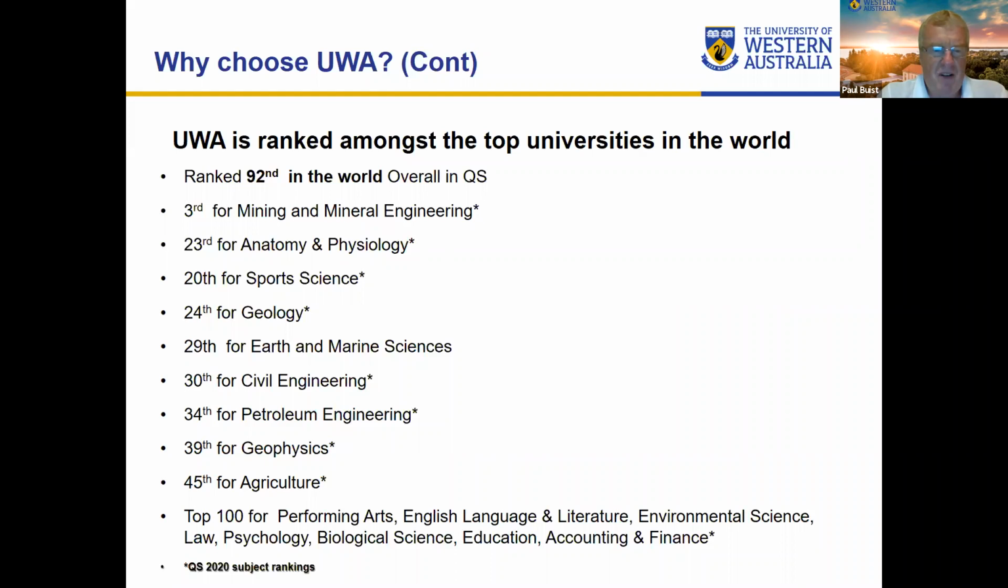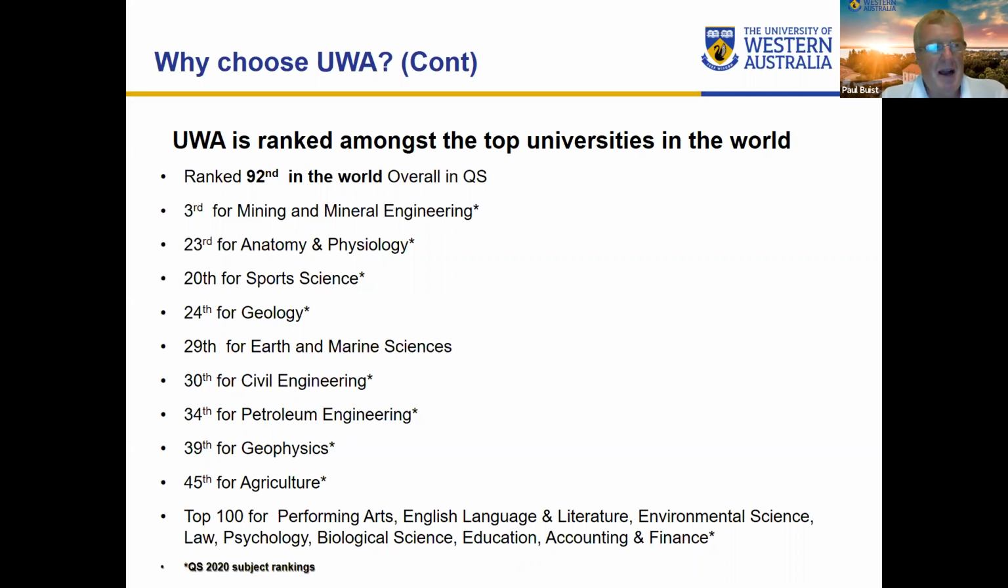And again, top 50 in a number of different areas and top 100 in others. There's a lot of different ranking systems, but if you're ranked highly in two different systems, you can be assured that the ranking is genuine and it's not just a fluke. The University of Western Australia is quite proud of its ranking, and a lot of it comes through our research.